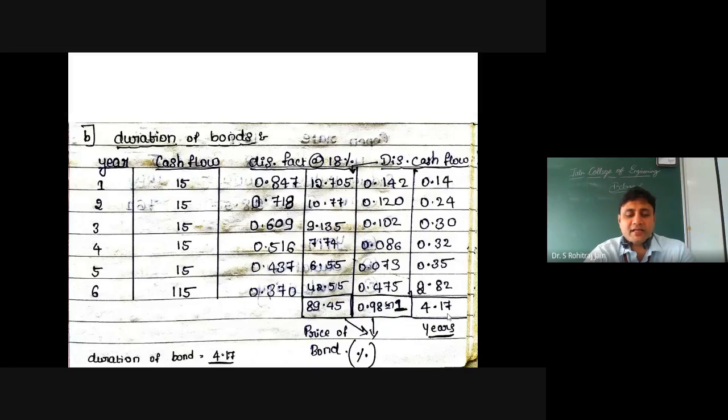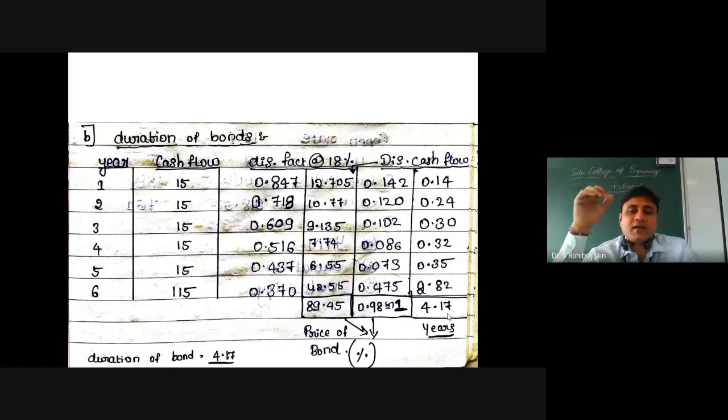Then discounting factor at 18%. I already told you, all of you should see the table. Right? That is from year 1 to year 6 at 18%. Correct? The third column. Then how do we get the fourth column over there? Cash flow multiplied by third column. That is 15 multiplied by 0.847, I get 12.705. Then 15 multiplied by 0.718, I get 10.77. So like that, I multiply 115 multiplied by 0.370, I get 42.55. If I add it, I should get the price of the bond. Please understand this, students. Okay.